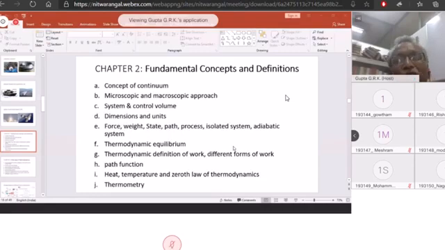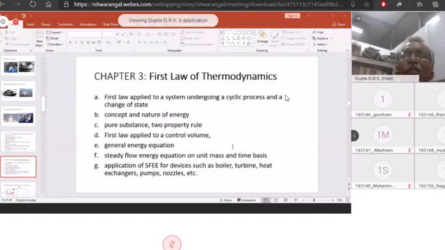And then we study point function and path function, and then heat, temperature, the zeroth law of thermodynamics and thermometry. You know that thermometry is based on the zeroth law of thermodynamics. These things we discuss in the second chapter. And in the third chapter, we get the first law of thermodynamics, which we are very familiar with. It is applied to a closed system and an open system, and to a process or to a cycle. So we use the first law for various examples.